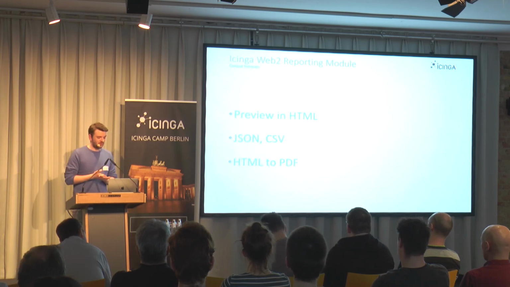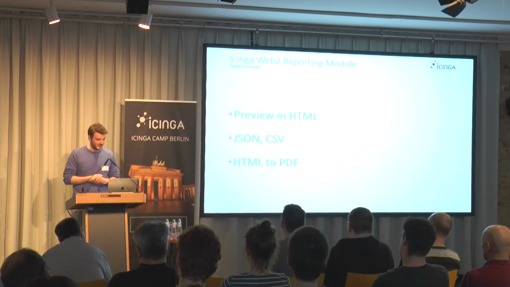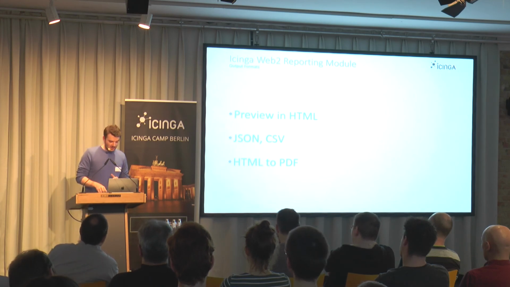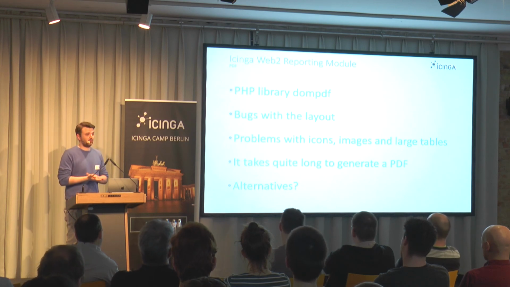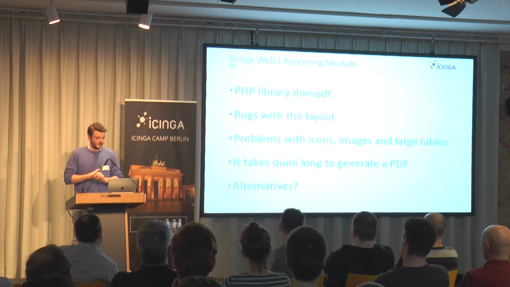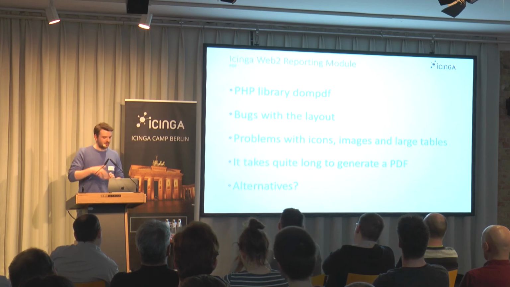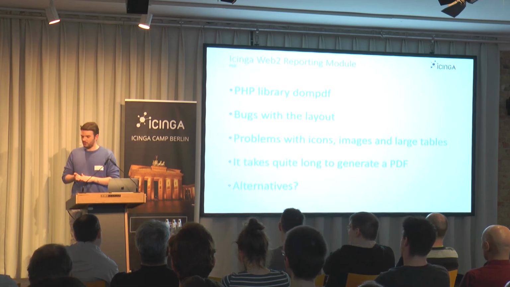Previews in HTML, obviously. We also have JSON and CSV. And the best thing of a report, or what you really want to have, is you want to export it to PDF, right? Because JSON and CSV is not a good output format for managers. And in Icinga Web 2, we do PDF exports with a PHP library called DOMPDF. We have many bugs with the layout there. Problems with icons, large images, tables, the list is longer. And the worst thing is it takes quite long to really generate a PDF with this library.